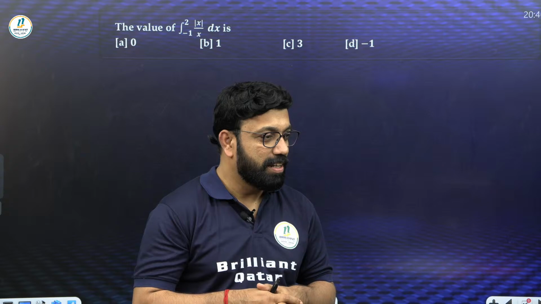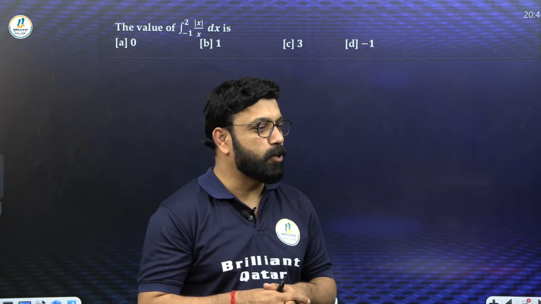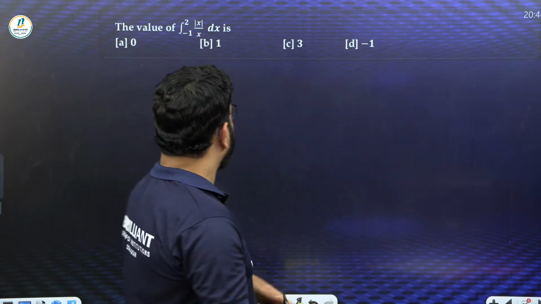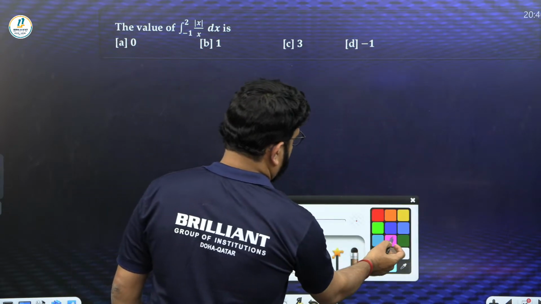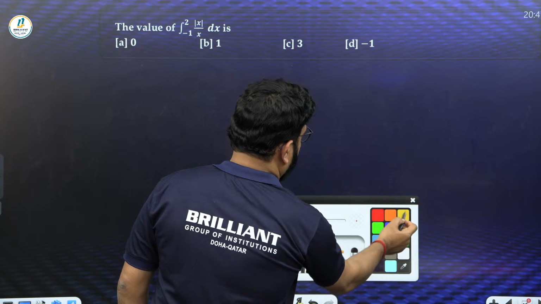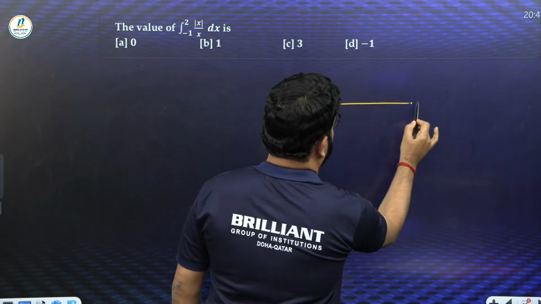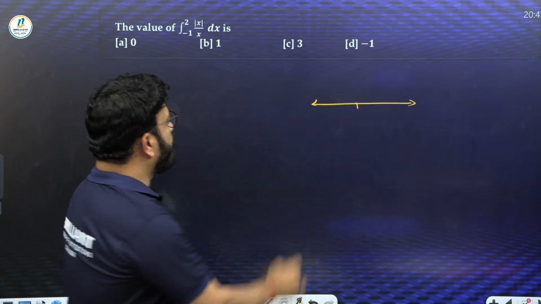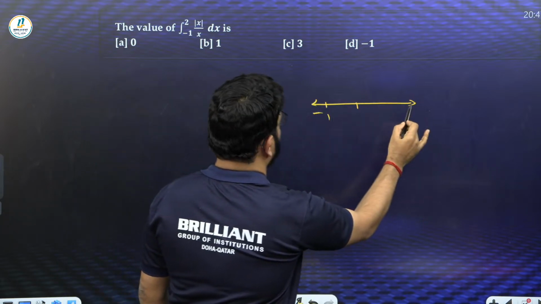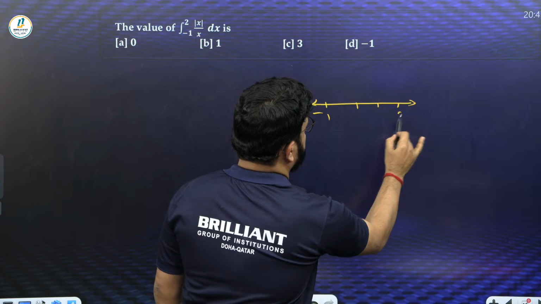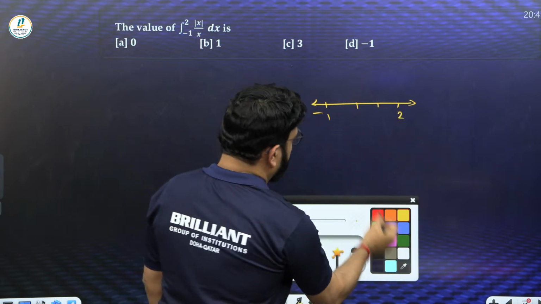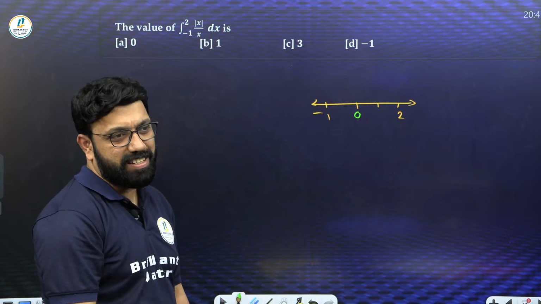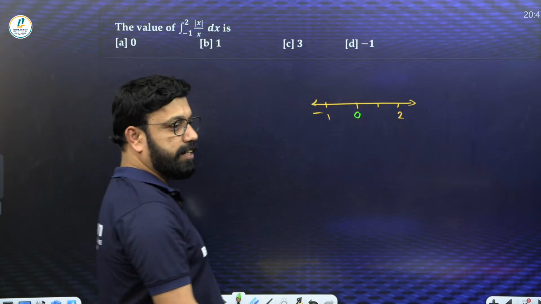Modulus function divided by x. That goes to the signum function. Here, during differentiation, the value goes from minus 1 to 2, and in between, 0 is there. x equals 0 is the critical point.